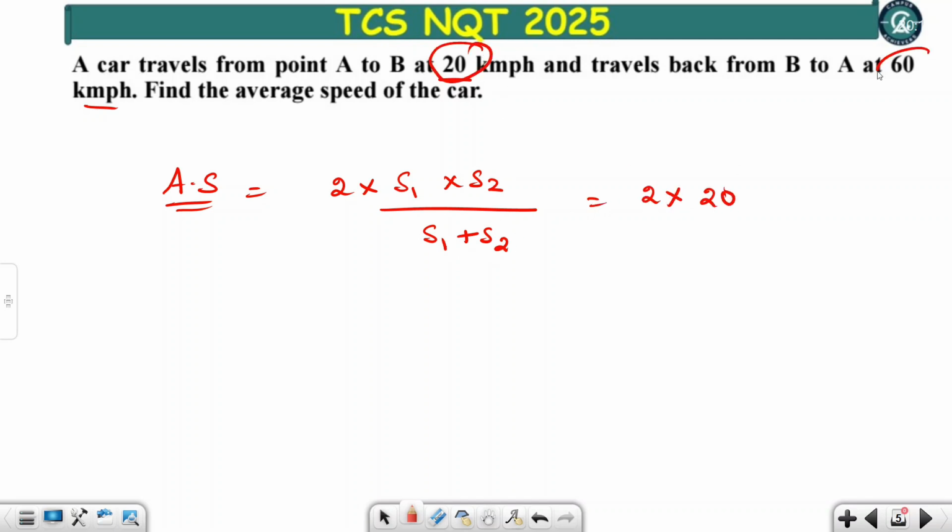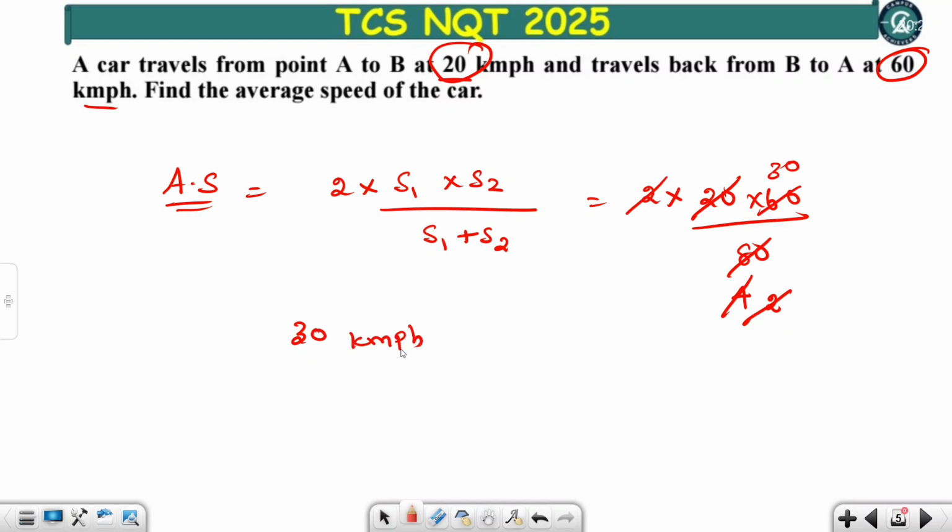What is the speed of the second car? 60. So what is S1 plus S2? 80. So this is 1 time and this is like 4 times. Again this is 1 time and this is like 2 times. Again 1 time and it is 30. So the average speed of the car is 30 km per hour.